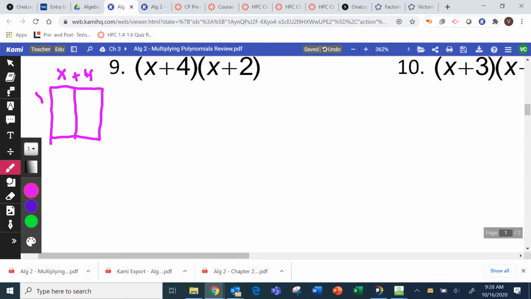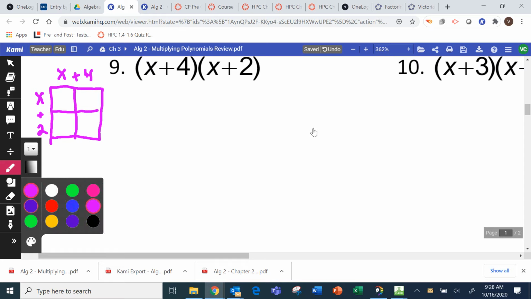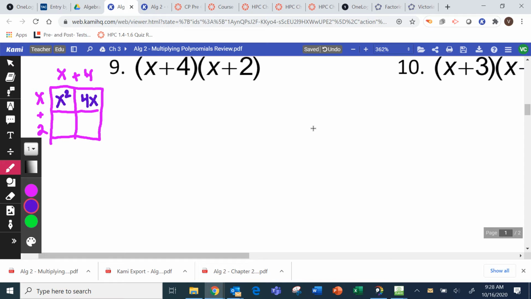And then on the side, I'll have an x plus 2. And so I'm going to multiply x times x, which is x to the 2nd. In this box, I'll multiply 4 times x. In this box down here, I'm going to multiply 2 times x. And then the last box, I'm going to multiply 4 times 2.